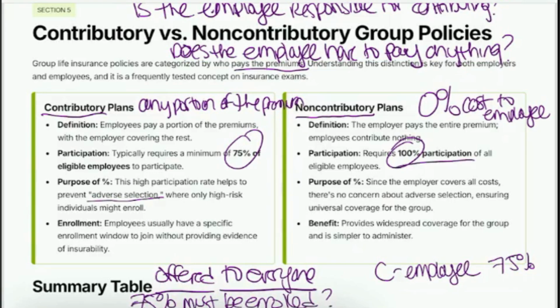If it is a non-contributory plan, the company is saying we will pay 100% of the premiums, then 100% of people better be enrolled, right? You cannot pay all the premiums and only give it to your favorite people at the business. From janitor to CEO, same policies, okay? The purpose of this percentage is, since the employer covers all costs, there is no concern about adverse selection, ensuring universal coverage for the group, and it is simpler to administer. So for non-contributory, the employer is paying for everything, and 100% of people better be enrolled.